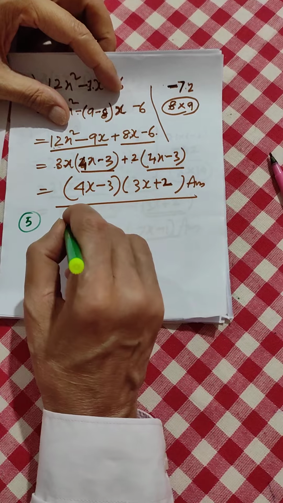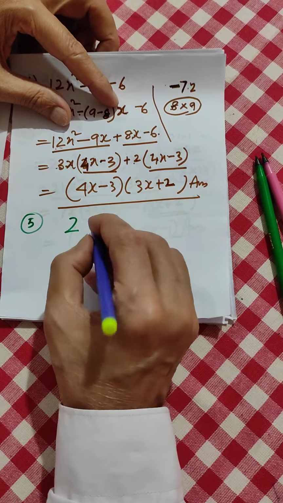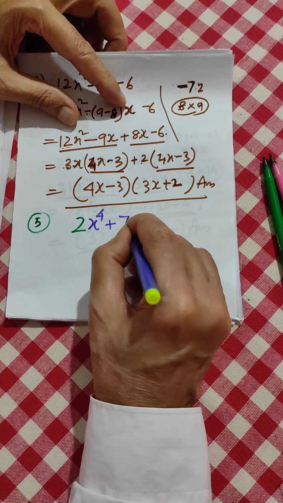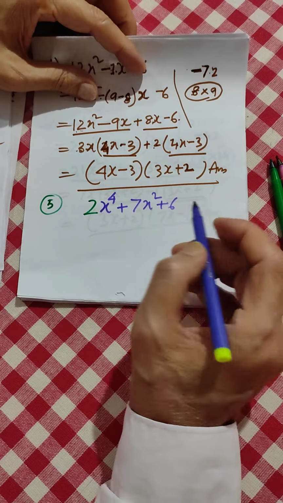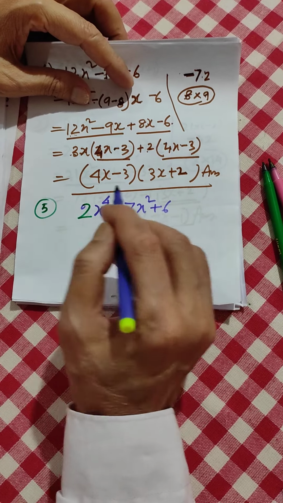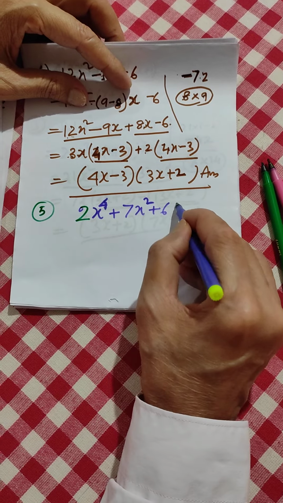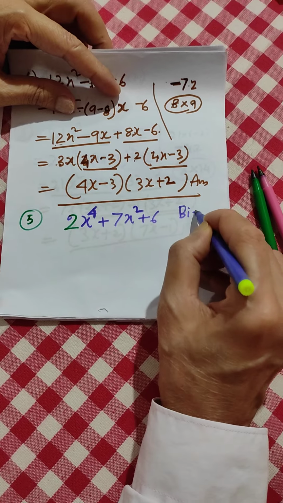Okay, let us see this one. Now, having this one, 2x to the power 4 plus 7x square plus 6. Now this is a biquadratic polynomial, because the highest degree is 4. You see, degree is 4, degree is 2, here nothing, degree is 0. So the highest degree is 4. This is called biquadratic.